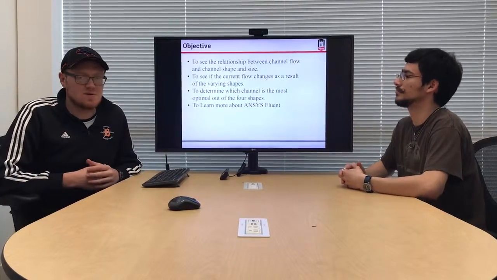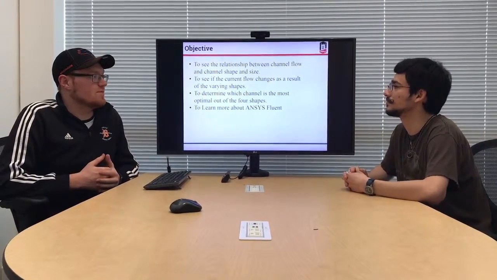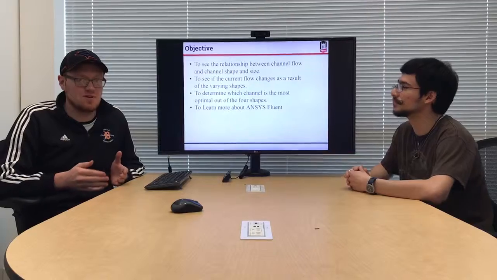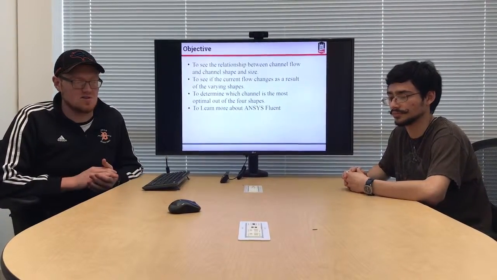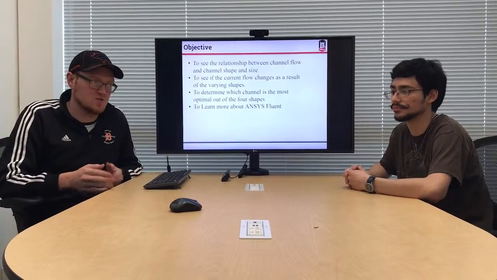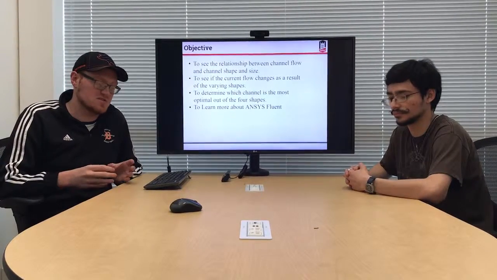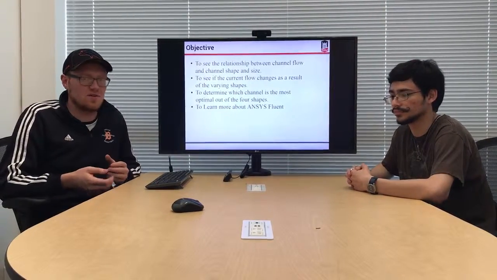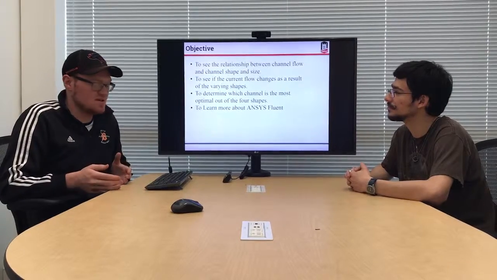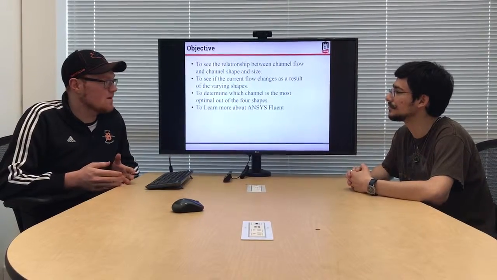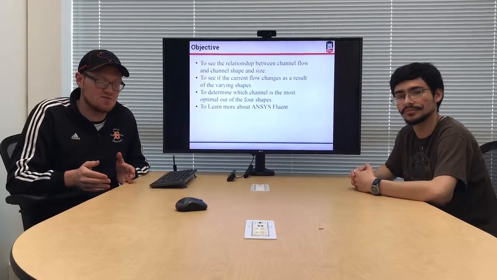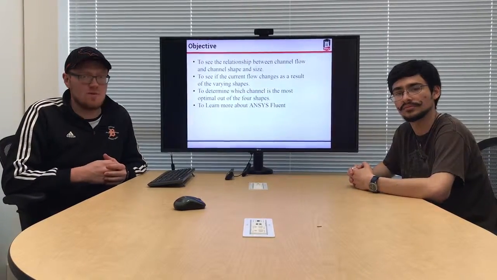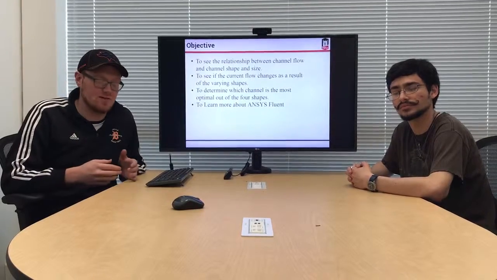So the objective of our experiment, we had a couple. One of the biggest ones was to see the relationship between the flow channels based on the geometry, shape, and size. We took the geometry from homework 6, which was a square. Then we went with a smaller square, half circle, and a triangle, and we analyzed those geometries against each other. We also wanted to see how the current flow varies between the channels. And we also wanted to learn more about ANSYS Fluent and how to navigate through that program better.